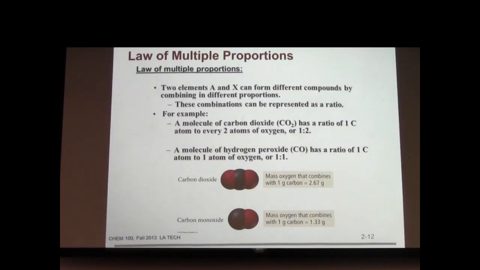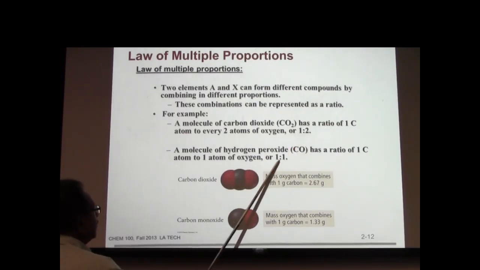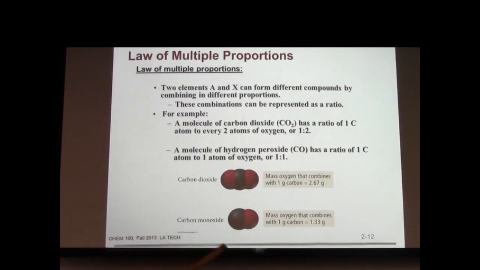Now that's what I explained here again. 1-to-1 ratio in carbon monoxide, 1-to-2 ratio in carbon dioxide. The combination can be represented as a ratio, for example, right? Okay.